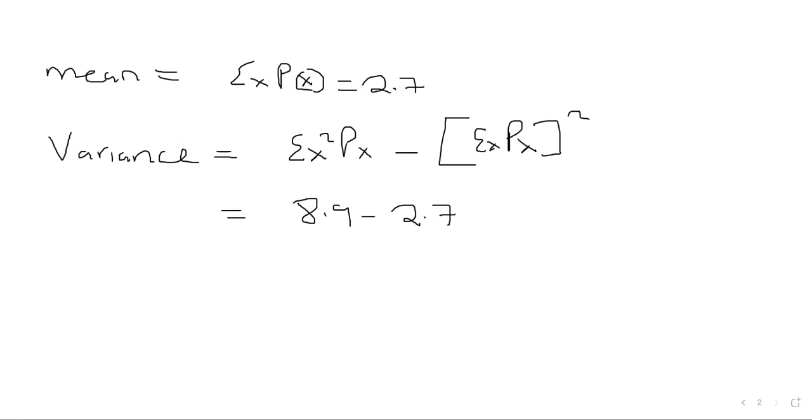2.7 squared is 6.2. So when you subtract 8.9 minus 6.2, what do we get? 2.7. 2.7 squared, I showed as 6.2. Oh, it's squared. Oh, okay. Sorry. Let me redo it.